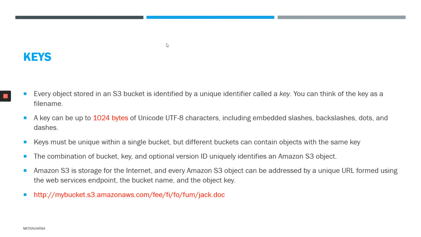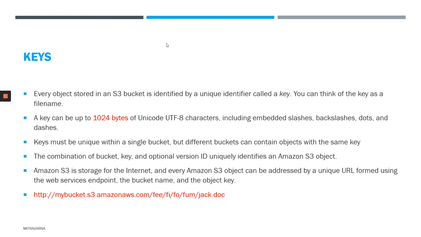So remember, bucket names should be unique across the whole AWS cloud, just like DNS. Inside a bucket, you can have a number of objects, but each and every object should have a different file name. Between two different buckets, you can have the same file name. That's not an issue. But within a single bucket, you can have only unique file names. Keys must be unique within a single bucket.